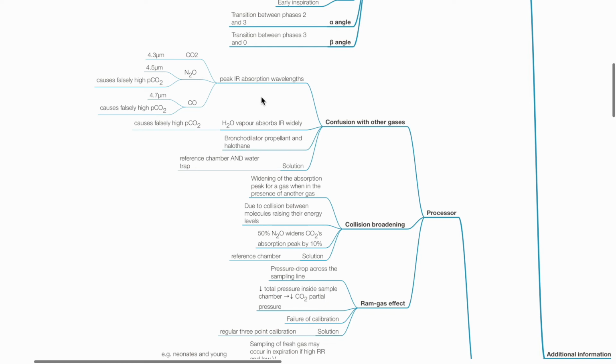Water vapor absorbs infrared radiation widely and causes falsely high PCO2. Presence of bronchodilator propellant and halothane may cause confusion as well. Solution is to have a reference chamber and water trap.